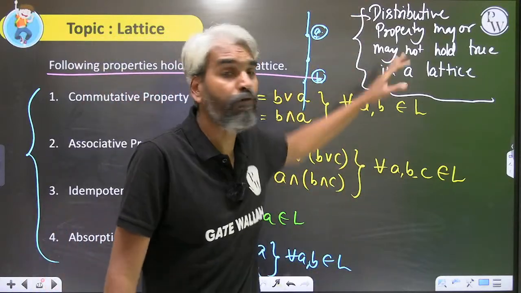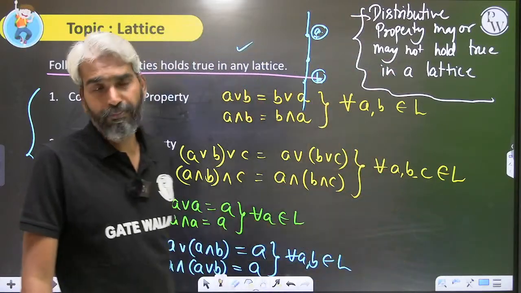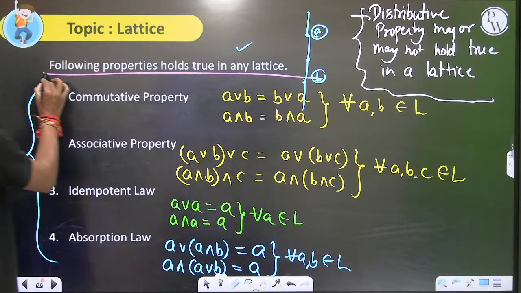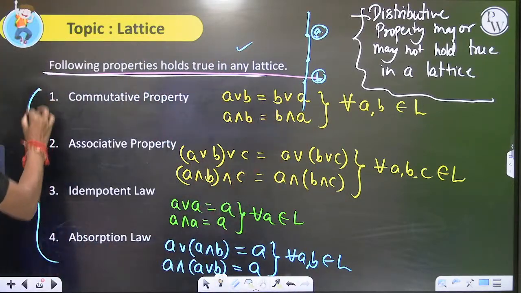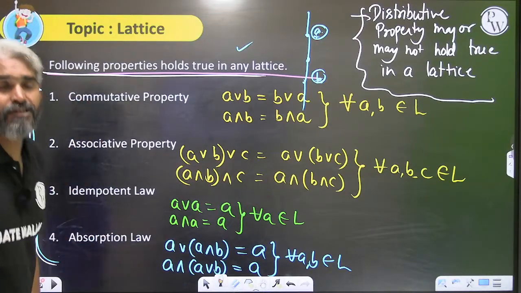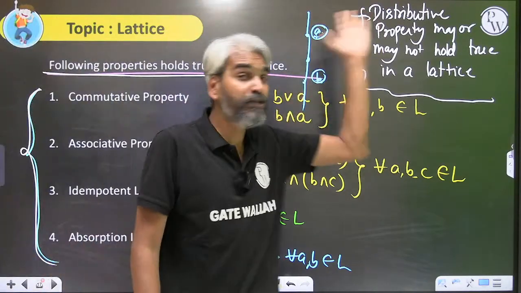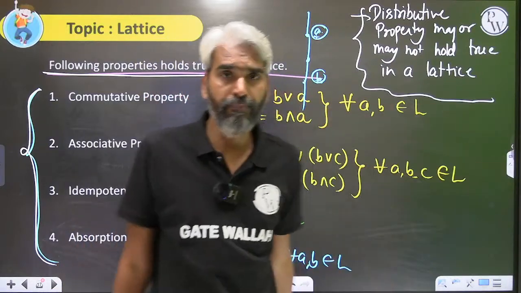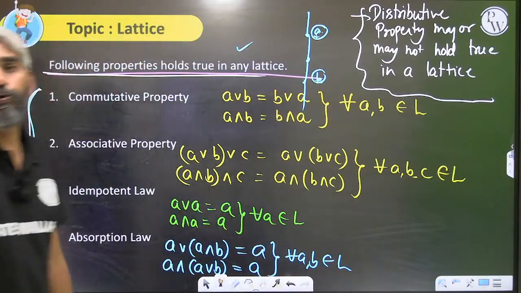So it will eventually form a type of lattice. But anyway, I just told you a simple thing: if you take any lattice, then these four properties will always hold true. Some other properties which may be in your mind may or may not hold true.